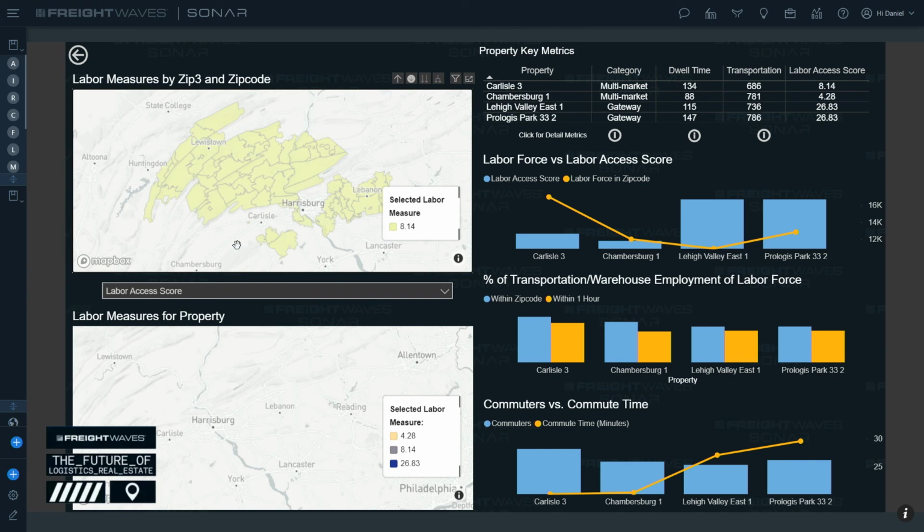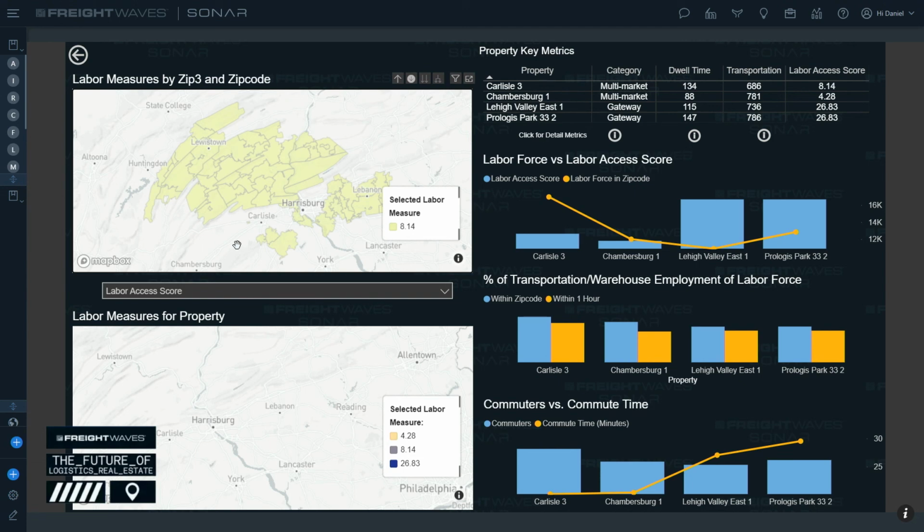It's a pretty low score, but as we've seen, Carlisle, outside of some dwell time issues, isn't necessarily the worst market, especially when you're looking at it in terms of a straight percentage of transportation employment within that population being relatively high. So there may not be as many laborers available in Carlisle, but a much higher percentage of them are available to work in the transportation and warehousing sector.